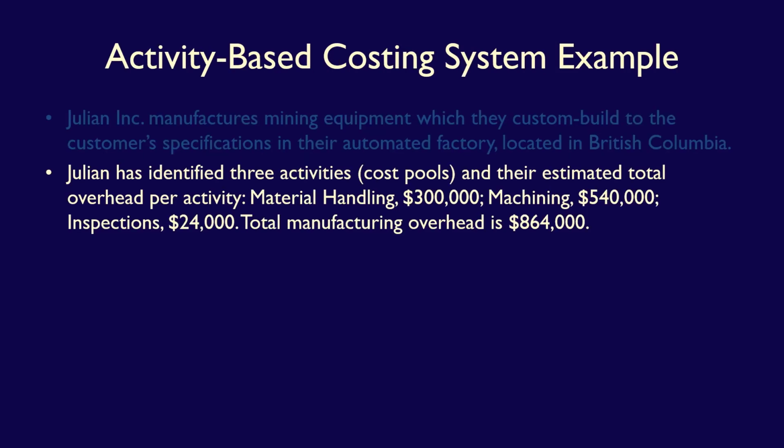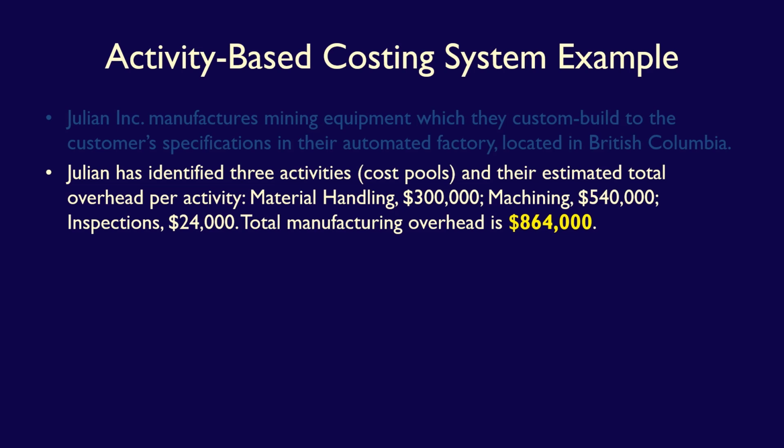Julian has identified 3 activity cost pools and their estimated total overhead per activity. Material handling, $300,000. Machining, $540,000. Inspections, $24,000. Total estimated annual overhead is $864,000.